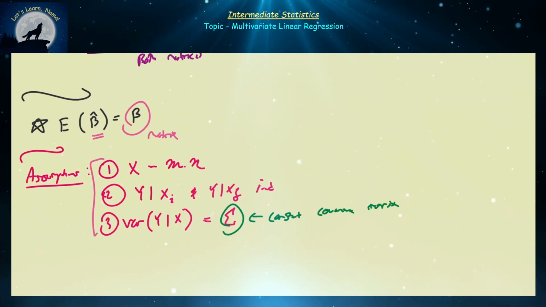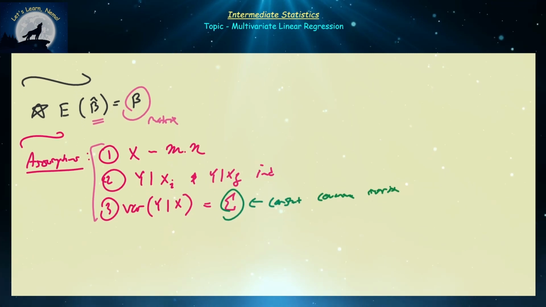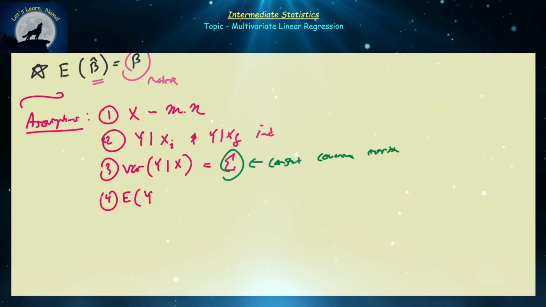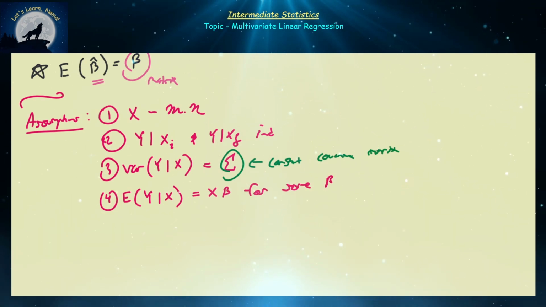And sometimes people throw in some extra things associated with linearity of means. Actually, that's one of the most important things, so let's definitely not forget that. The fourth is that the expected value of y, given a particular value of x, should be equal to x beta for some beta. Those are the four common assumptions for multivariate multiple linear regression.